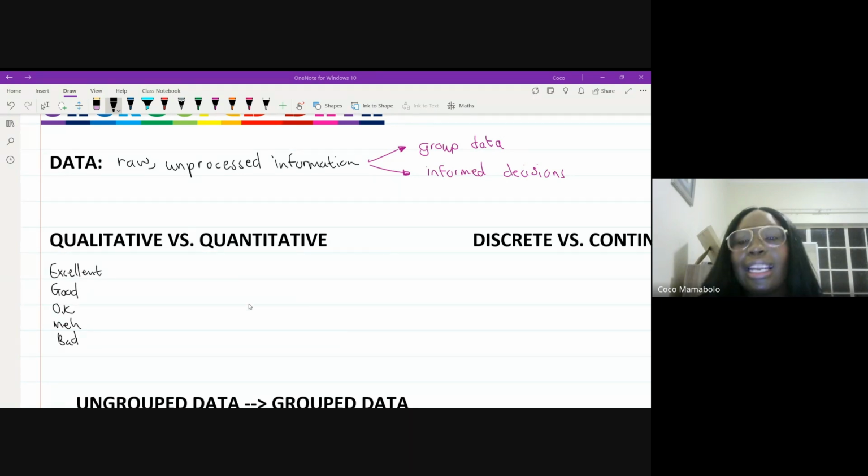All right, like let's say, for instance, everybody pop into the chat your favorite ice cream flavor. What's your favorite ice cream flavor?